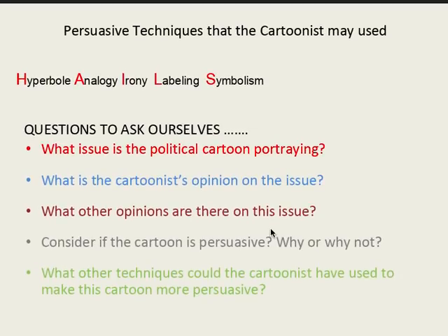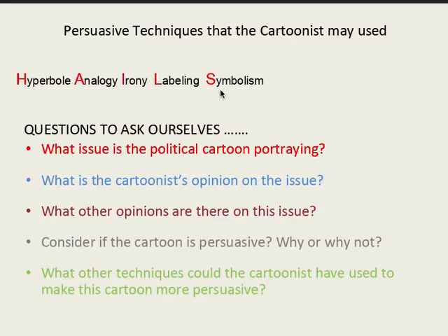Okay, so in this, I'm going to be talking to you about satire cartoons and political cartoons and how we deconstruct them. So the five things that we look for when we look at satire and political cartoons are hyperbole, analogy, irony, labeling, and symbolism, or HAILS. That's a quick way to understand or remember it.